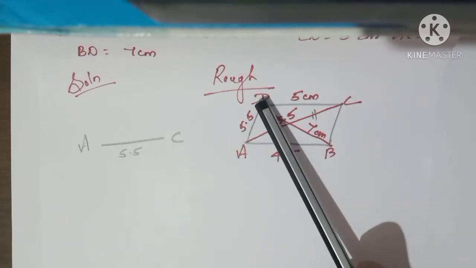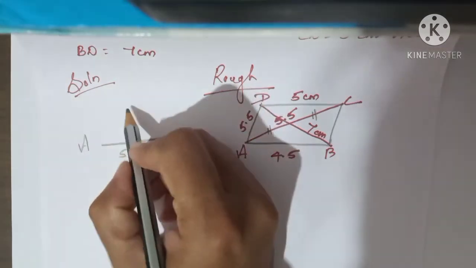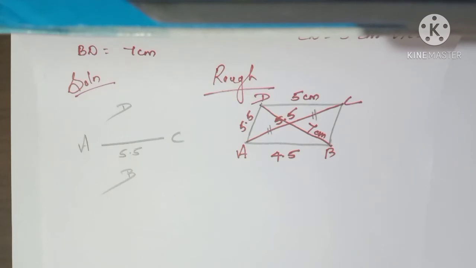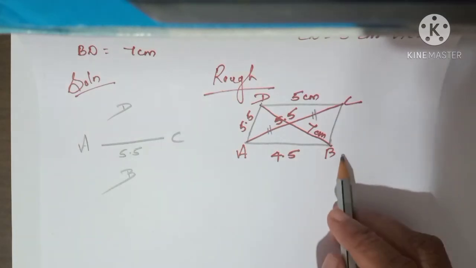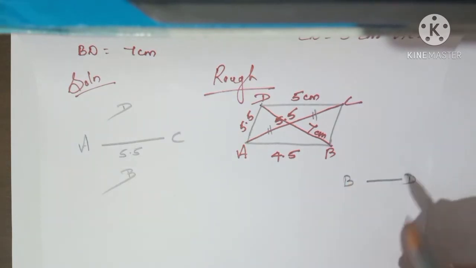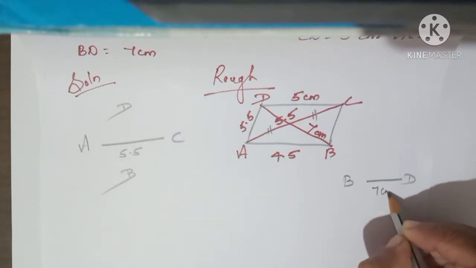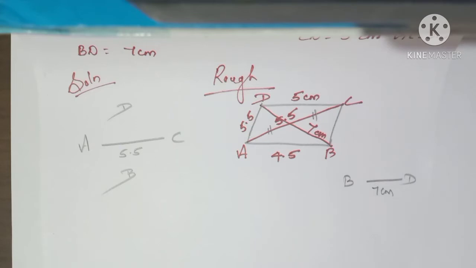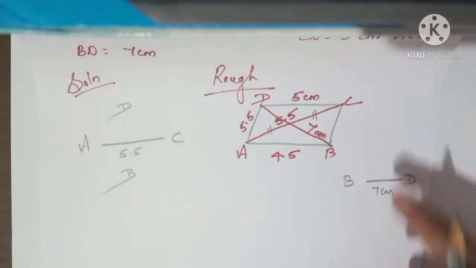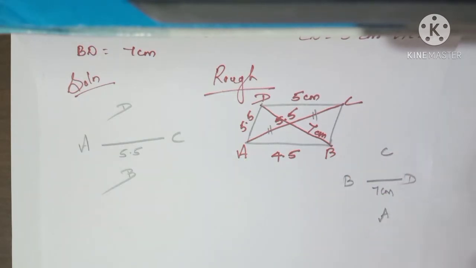So here, look at AC. The upper part is D and the lower part is B. Now if I am taking BD as the diagonal, what is the measurement? 7 centimeter. So look at here, this is BD. What is the upper part? C. And what is the lower part? A. This you have to keep in mind.